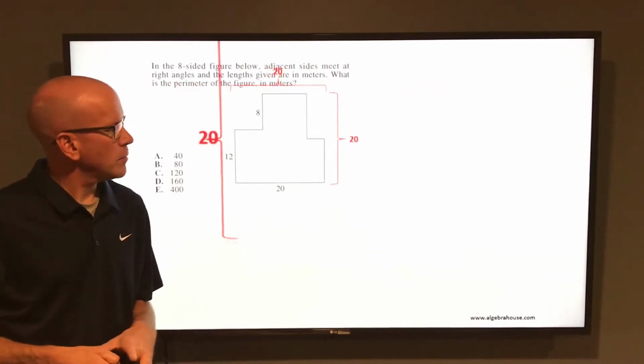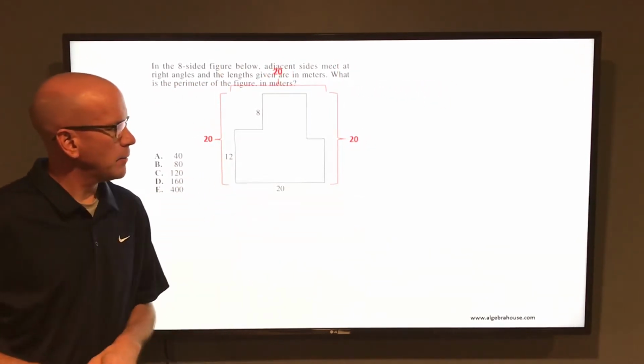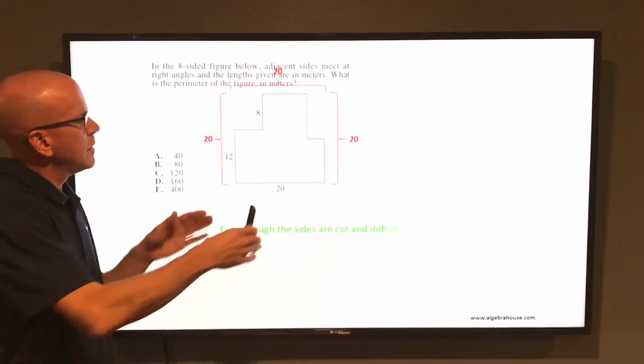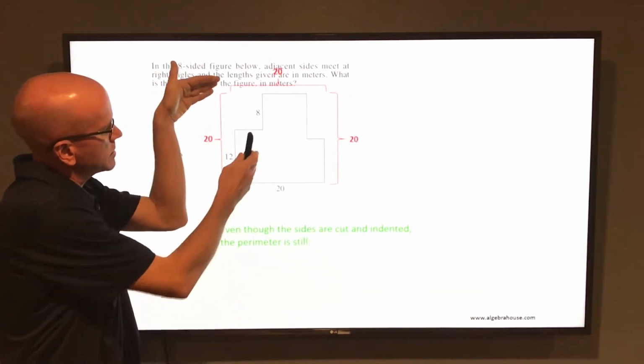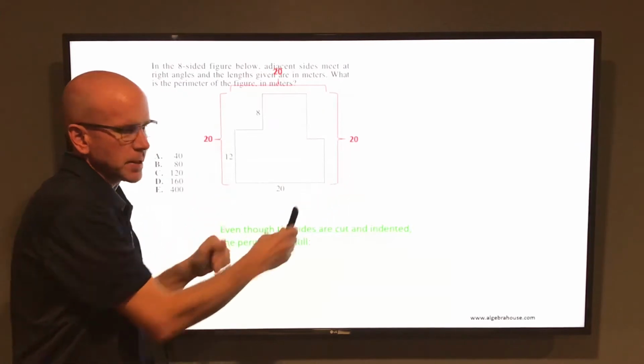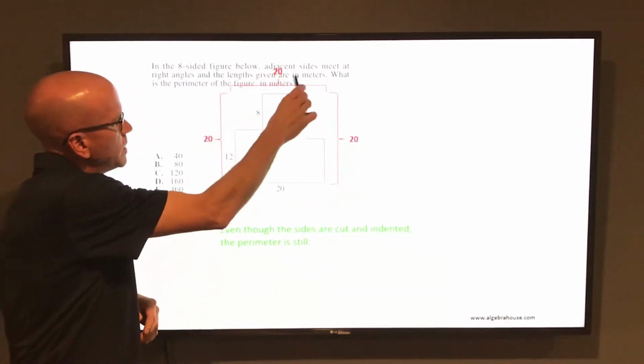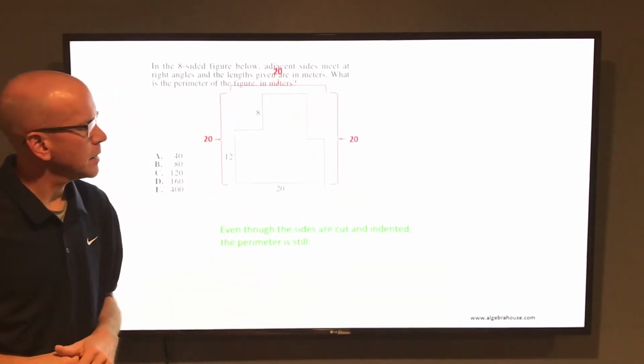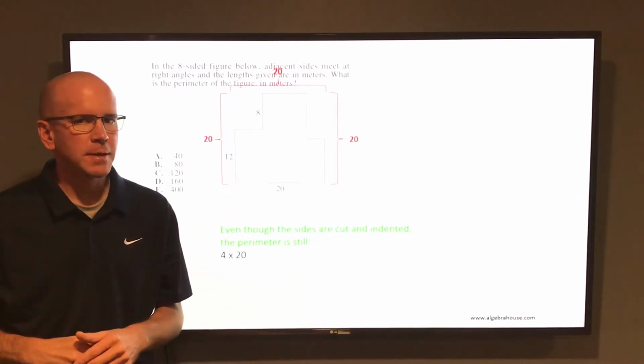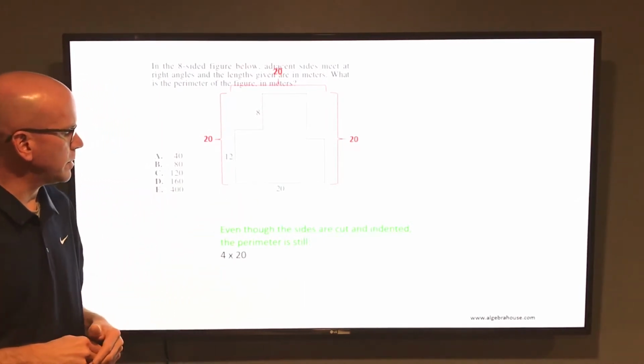Now, even though these sides are cut out, indented, whatever you want to call it, each distance is still 20 all the way around the object. So 20 for each side of this object. And you have 4 20s there. 4 times 20 is going to be 80.